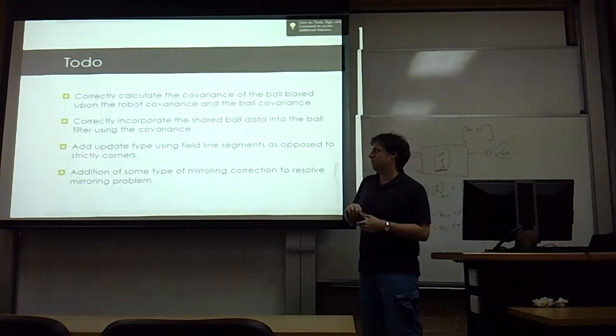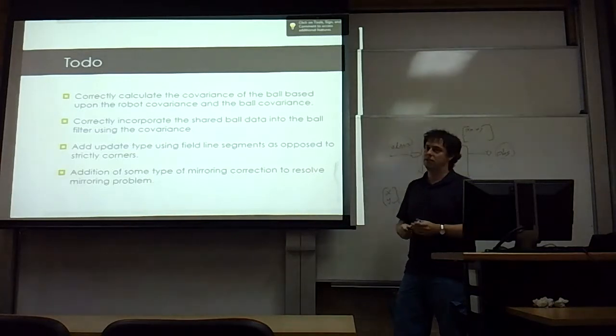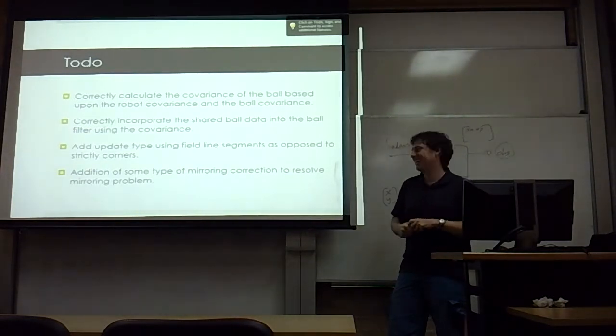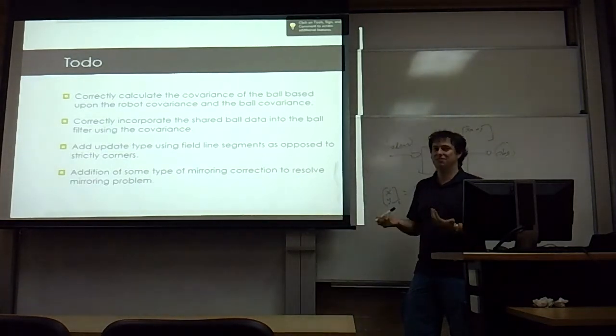The other things that would probably be good to do would be to add a new update type to account for the line segments, as opposed to just the corners, which is always supported at the moment. Is that right? The corners are all of the localization code is fine for it. Vision just doesn't report it. Yeah, if they're reported, they can always. Vision just doesn't see columns. And lastly, you're probably going to want some sort of mirroring correction, I guess, which isn't there at the moment.